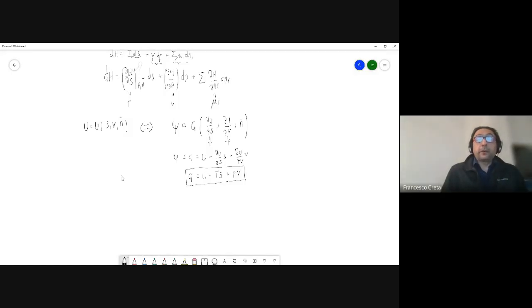You can take the differential of this, dG. You can do it as an exercise by substituting the differential of dU. So there are some cancellations. At the end of the day, you get something like this, minus S dT.